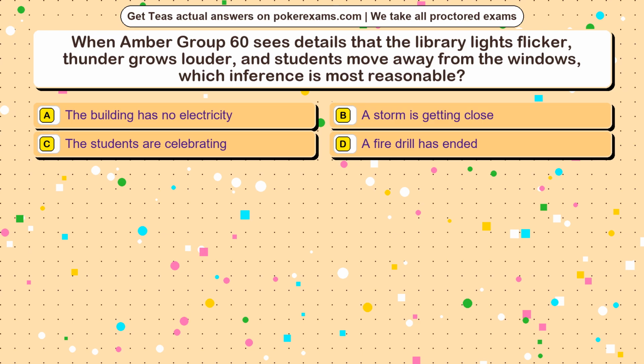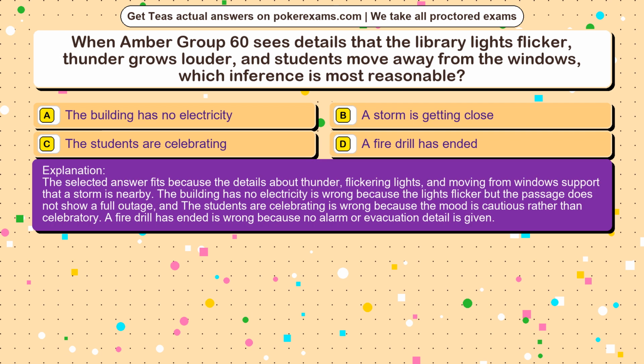The correct answer is option. The selected answer fits because the details about thunder, flickering lights, and moving from windows support that a storm is nearby. The building has no electricity is wrong because the lights flicker but the passage does not show a full outage, and the students are celebrating is wrong because the mood is cautious rather than celebratory. A fire drill has ended is wrong because no alarm or evacuation detail is given.